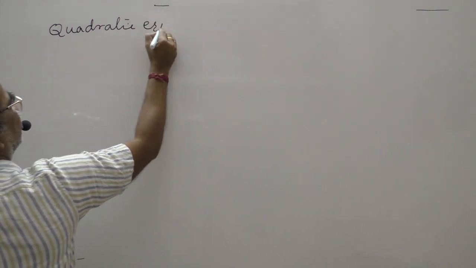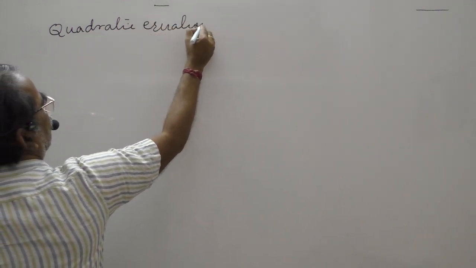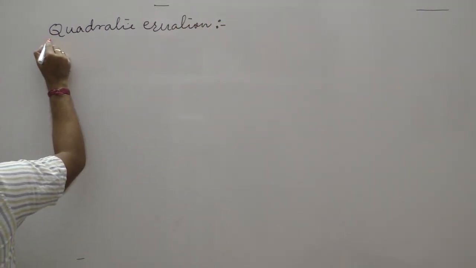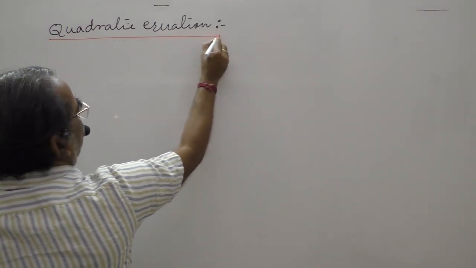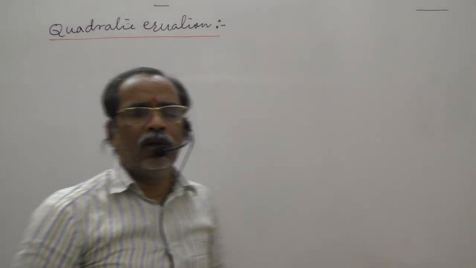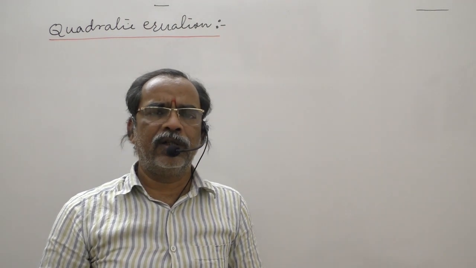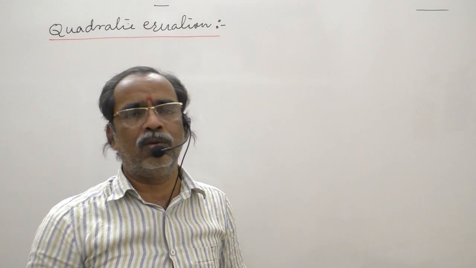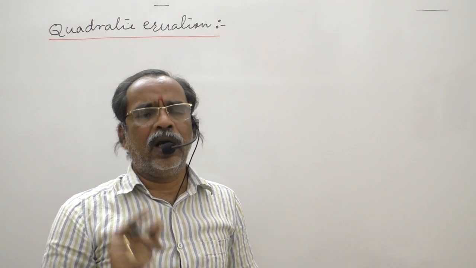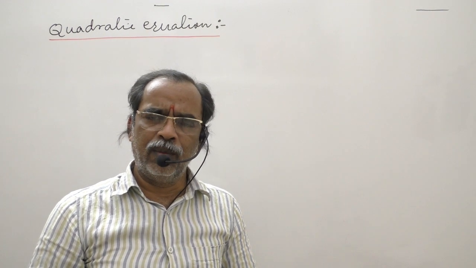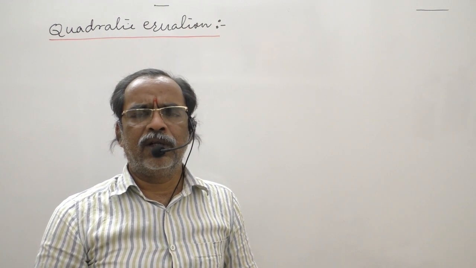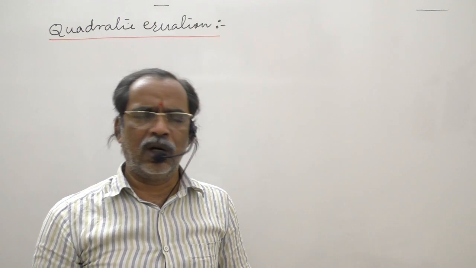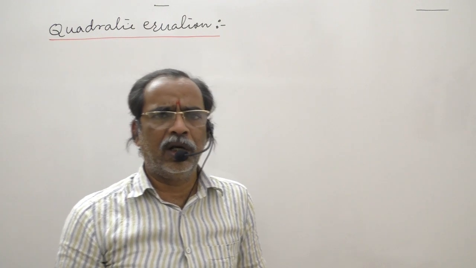Quadratic equation. Yes, what is a quadratic equation? Almost the same definition. There it was an expression, here it is an equation. Quadratic equation: an equation of the form ax square plus bx plus c equal to 0 is called a quadratic equation in variable x. Same definition, where a, b, c can be either real numbers or complex numbers, in which a is not equal to 0.